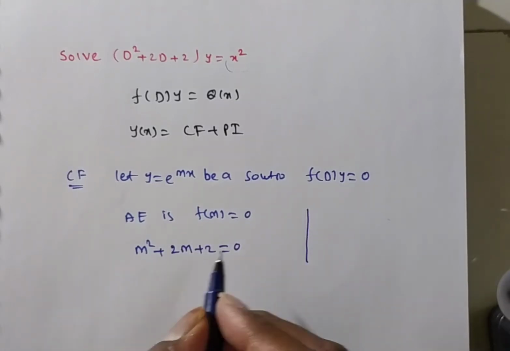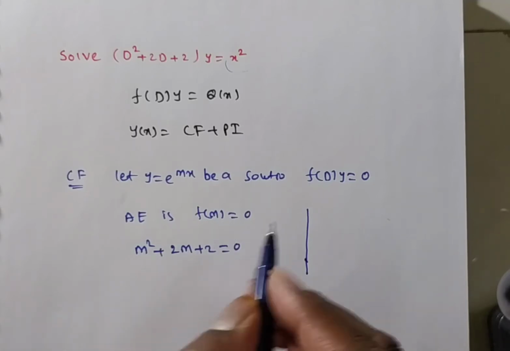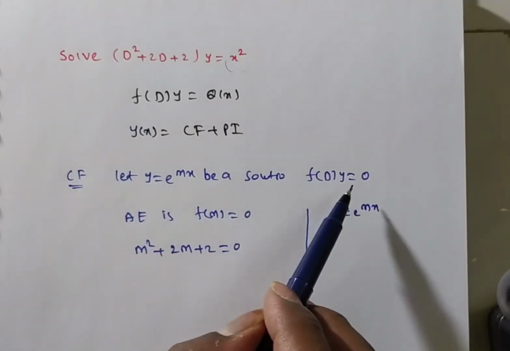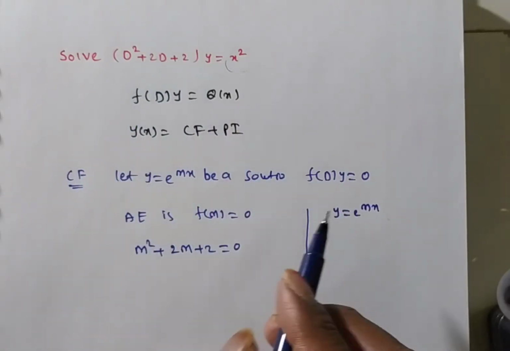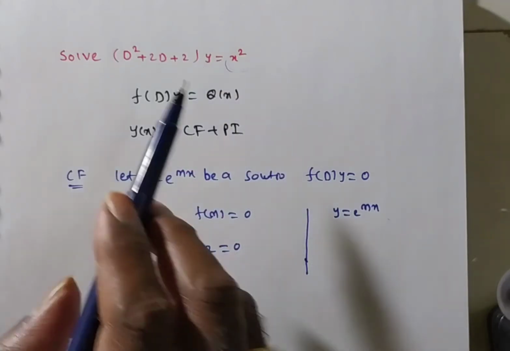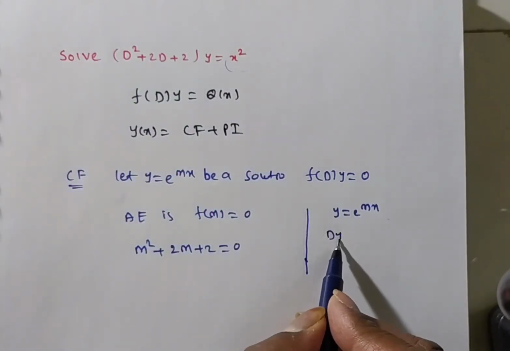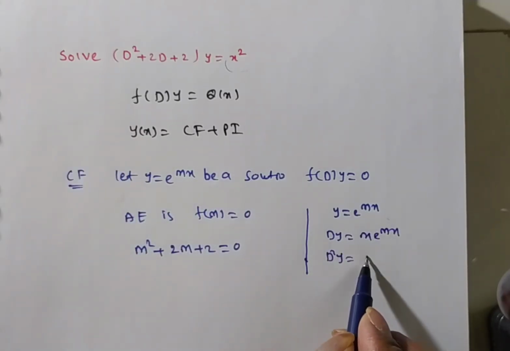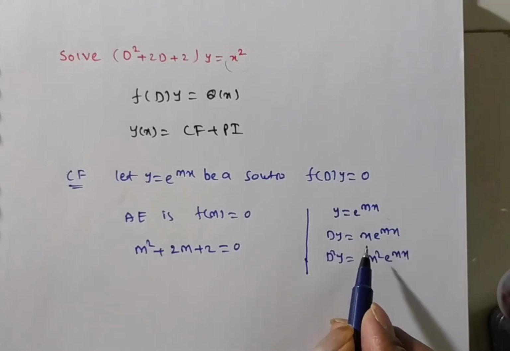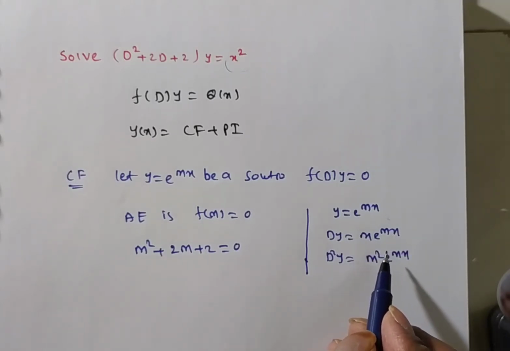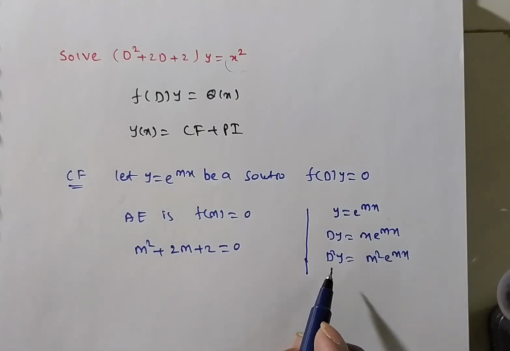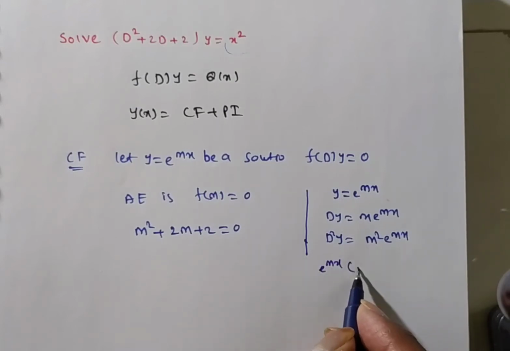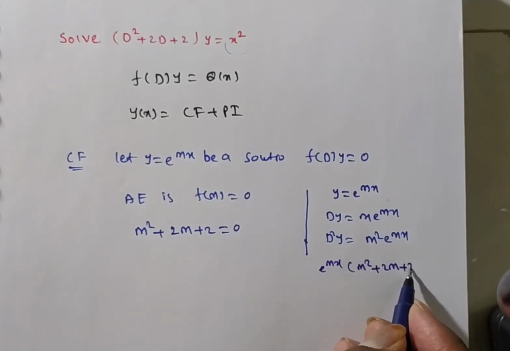Friends, this is a shortcut. How can you get this auxiliary equation? Now I am explaining. You are considering y = e^(mx). Now f(D)y is D² + 2D + 2. So 2y means 2 into e^(mx). 2Dy means the derivative of y, that is m into e^(mx). Next, D² is the second derivative, which is m² into e^(mx), because the derivative of e^(mx) is m into e^(mx). Now if you substitute all these values and take e^(mx) as common, then you will have (m² + 2m + 2)e^(mx) = 0.